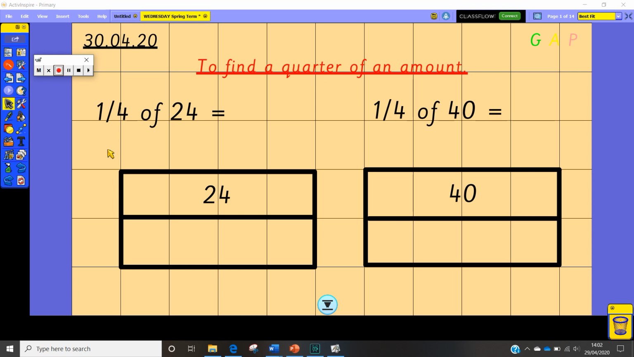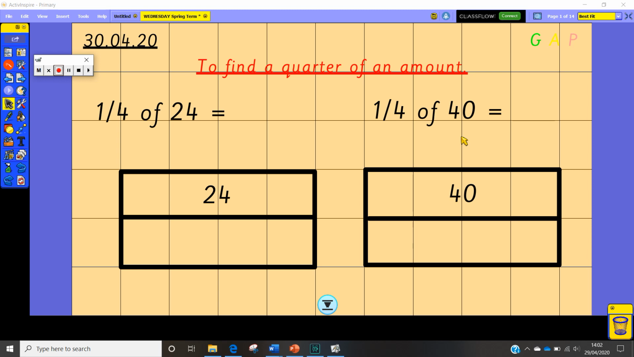Here I've got two fractions on the board, and I've set up your fraction for you using a bar model. I've already put in your total number, which is 24 here, and I've created your bar model. But I haven't split your bar model up into quarters, and I haven't added the counters. Before we go any further, have a go at answering 1/4 of 24, and then 1/4 of 40.